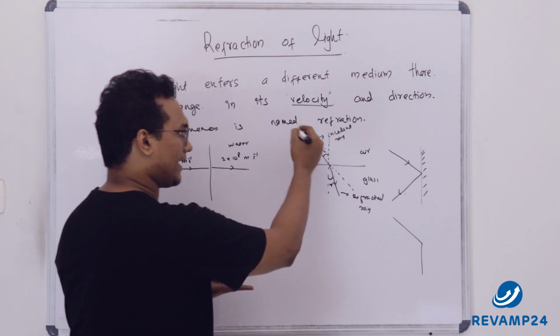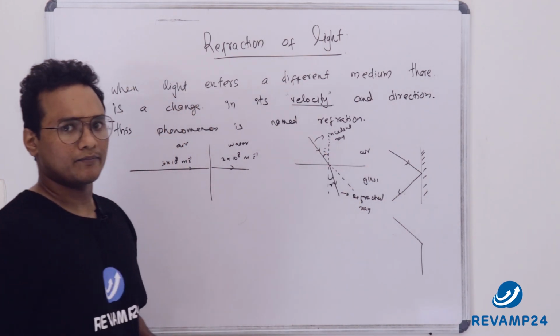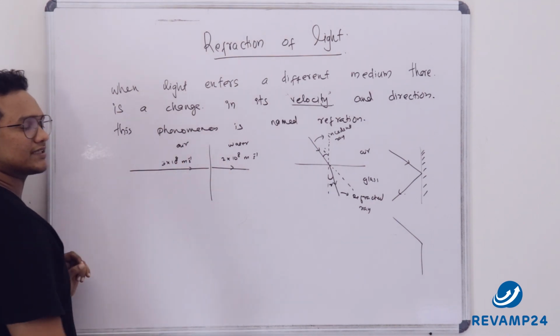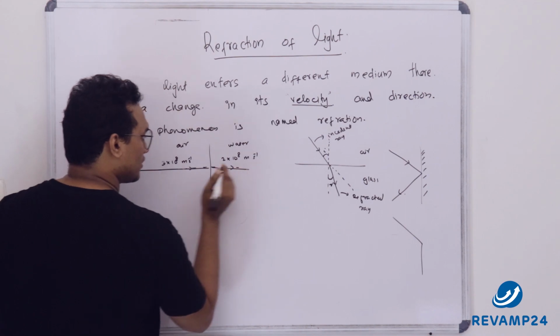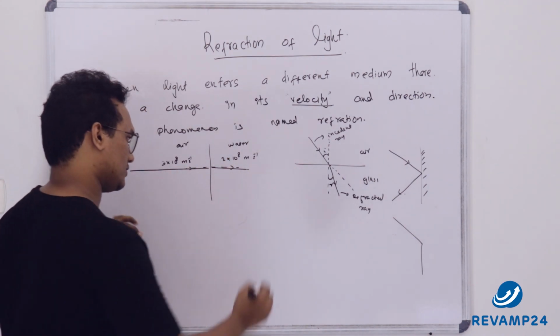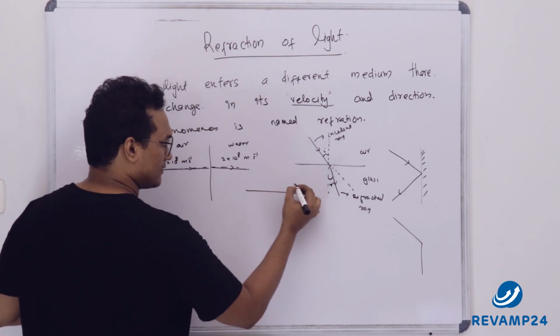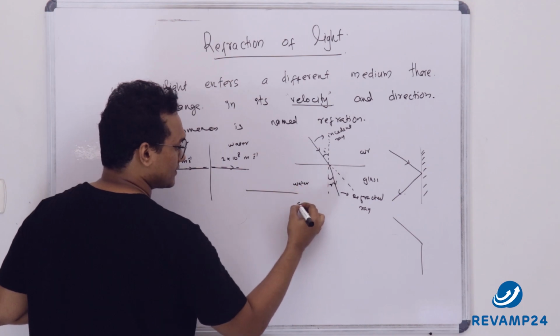One is change in direction and the other is change in velocity of the light ray. Here there is no change in direction because the incident ray has come along the direction of the normal. Here, if this is the surface, the direction of the normal is here. So for example, if this is the case, this is water and this is glass.